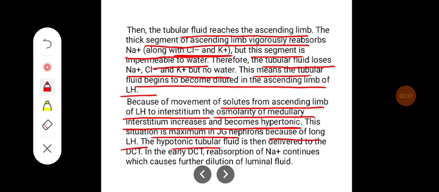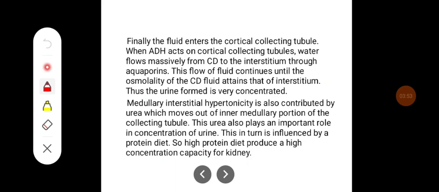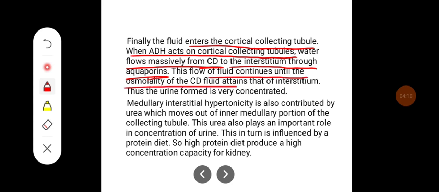The hypotonic tubular fluid is then delivered to the DCT. In the early part of the distal convoluted tubule, reabsorption of sodium continues, which causes further dilution of the luminal fluid. Finally, the fluid enters the cortical collecting tubule. When ADH acts on the cortical collecting tubules, water flows massively from the collecting duct to the interstitium through aquaporins. This flow of fluid continues until the osmolarity of the collecting duct fluid attains that of the interstitium. Thus, the urine formed is very concentrated.